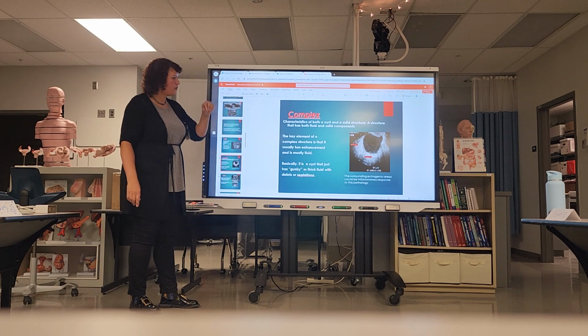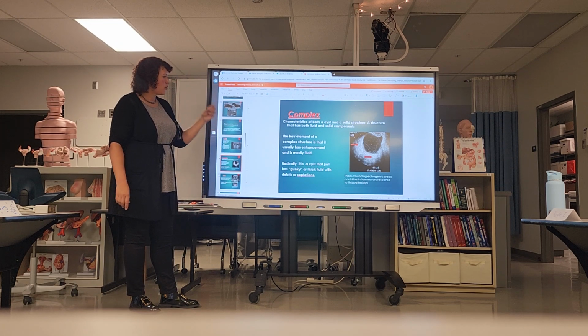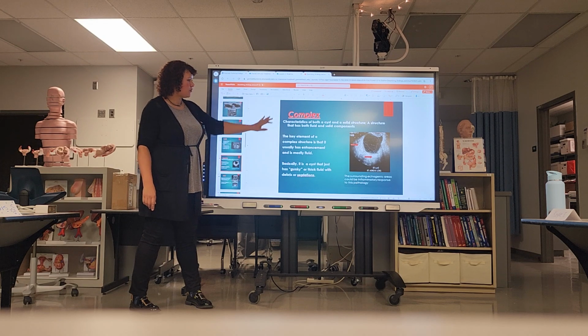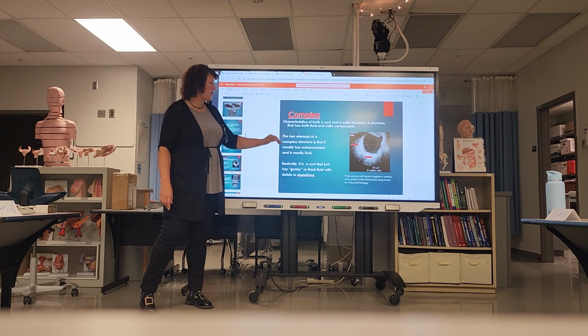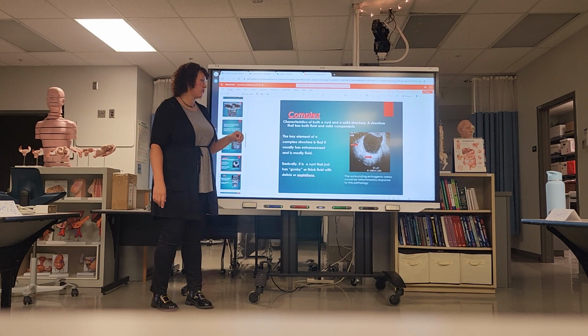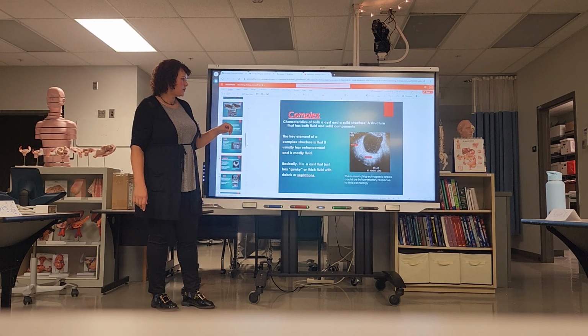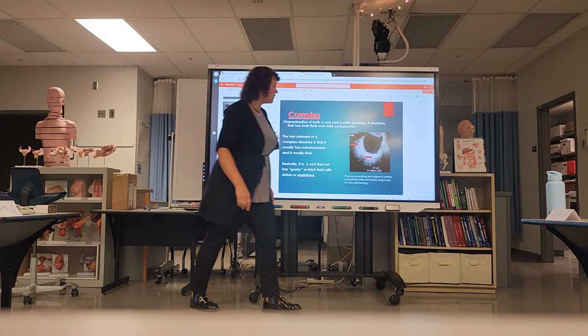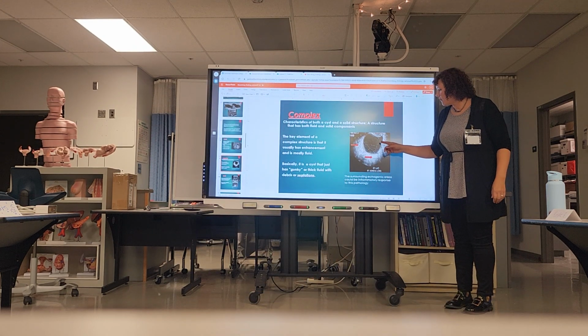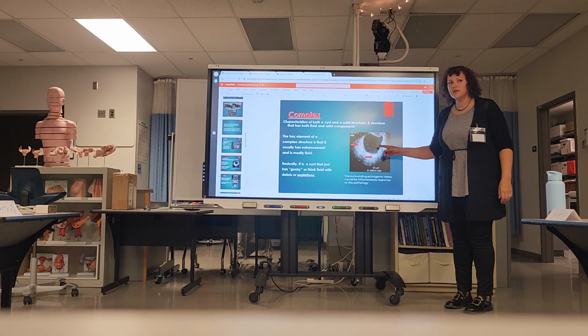When a normal fluid-filled structure has echoes in it, now it becomes complex. So these structures have the characteristics of both a cyst and a solid structure. So what we have right here is most likely an ovarian hemorrhagic cyst.